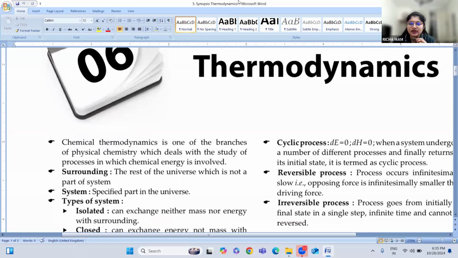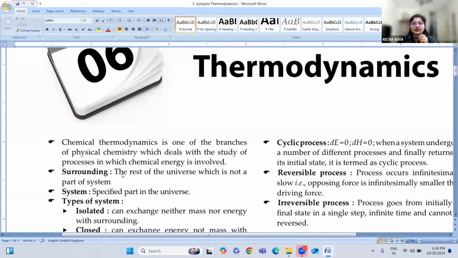So today we are going to start a new topic, that is thermodynamics. First, let us see the synopsis. What do you mean by thermodynamics? Anybody? So thermodynamics means what? It comes under what? It comes under physical chemistry.